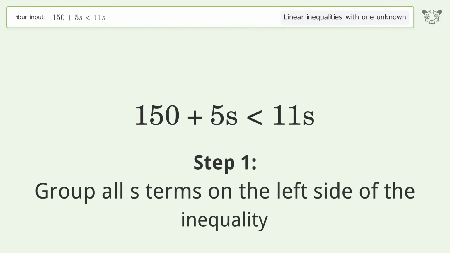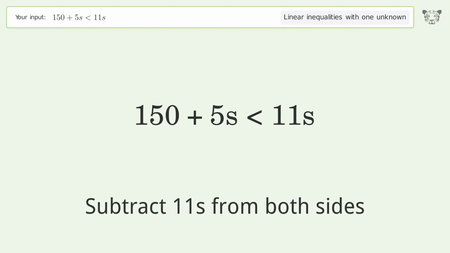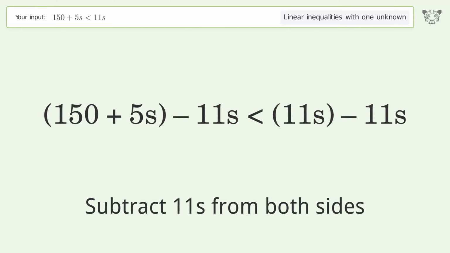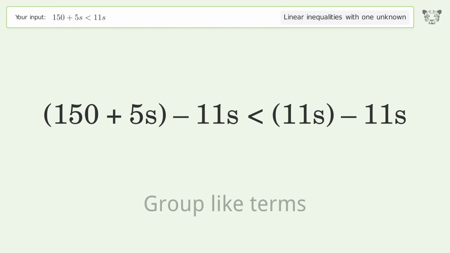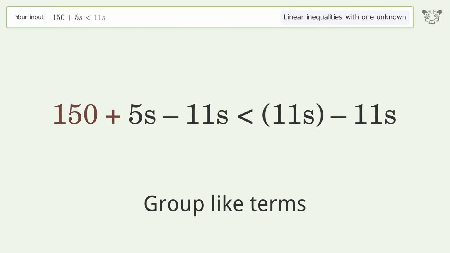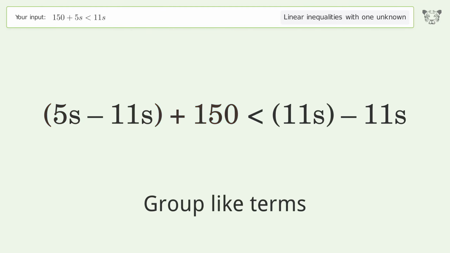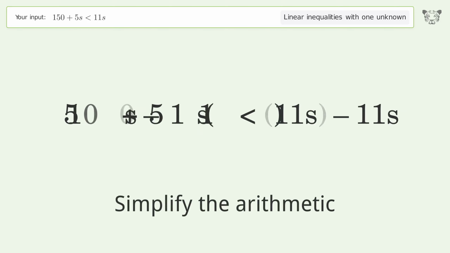Group all s terms on the left side of the inequality. Subtract 11s from both sides. Group like terms. Simplify the arithmetic.